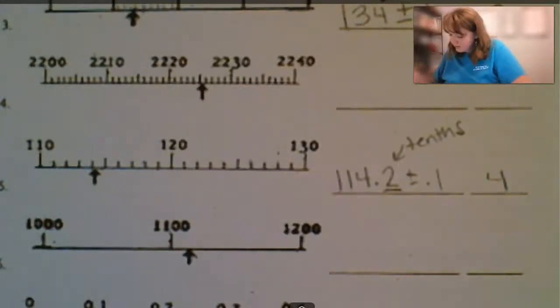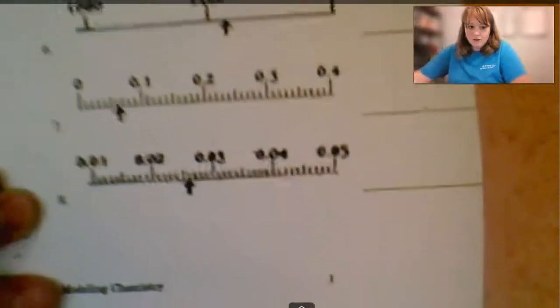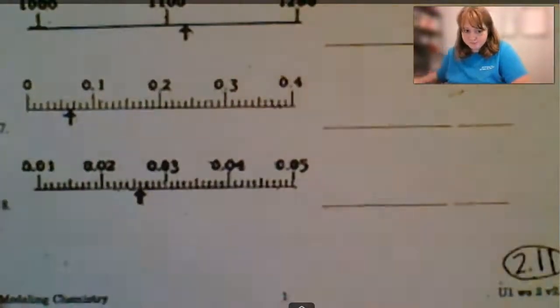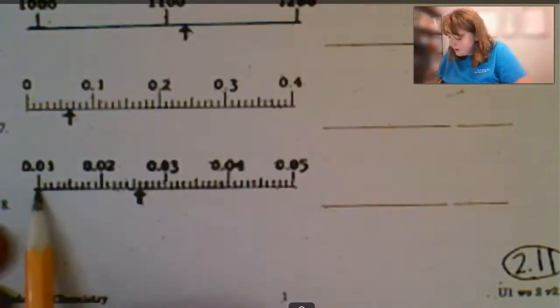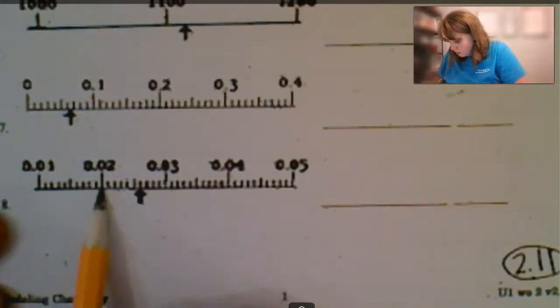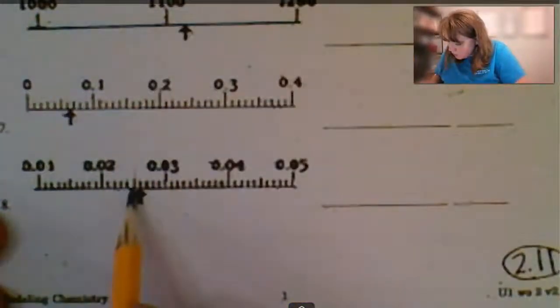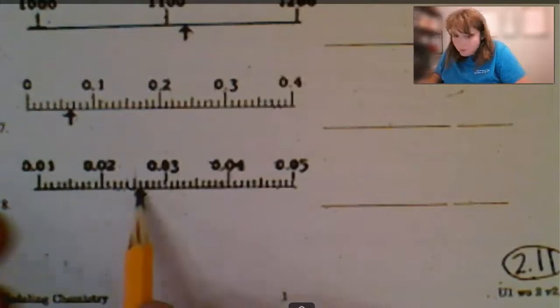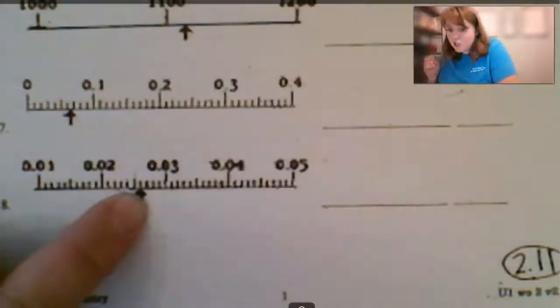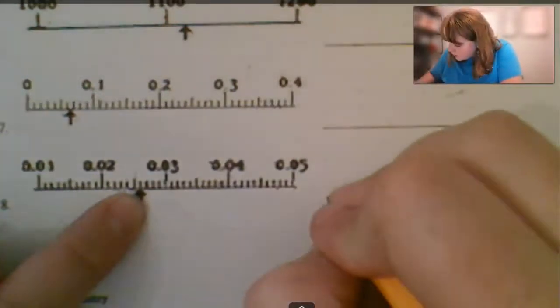Let's look at number 8. I know that's an even problem, but I want to show you how it's a little different. So I know this is blurry. I'm sorry, my camera is not doing very well tonight. But here we have 0.01, 0.02. This right here would be 0.025. And this right here would be 0.026. Now I'm going to write what I know for certain.